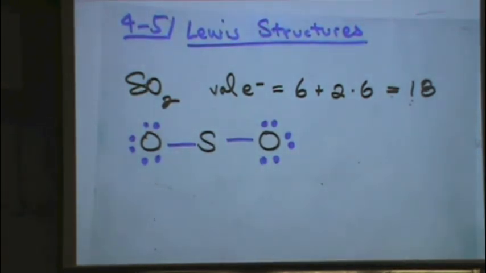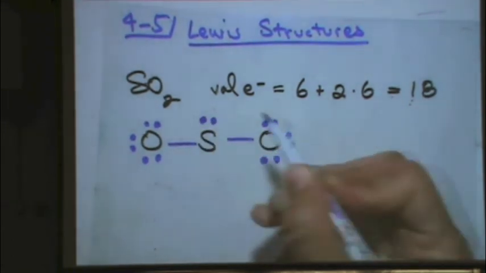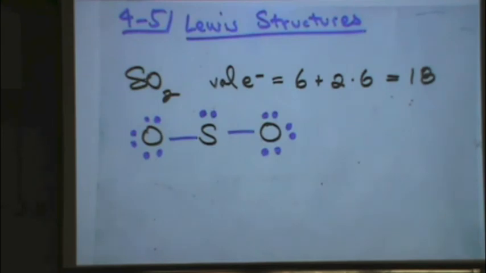My last set of electrons is going to go in the middle. I do the middle one last, is what I recommend. Then take a look at this and ask, what does not have an octet?